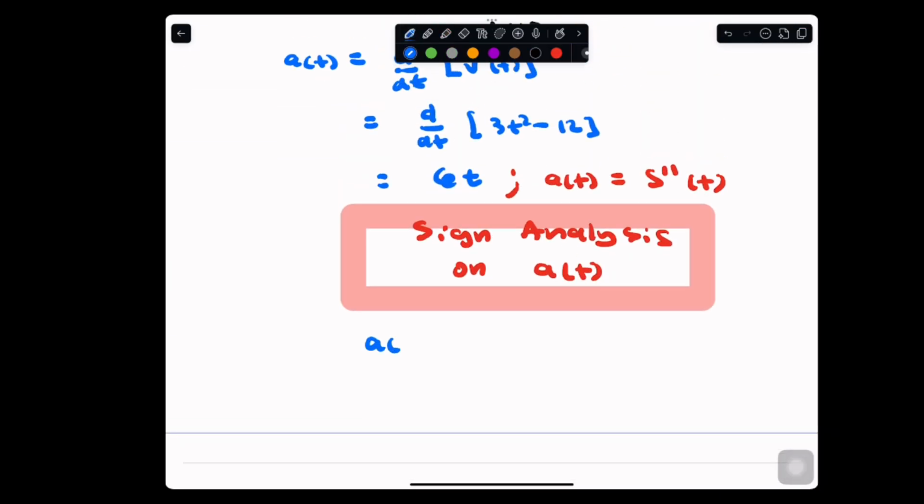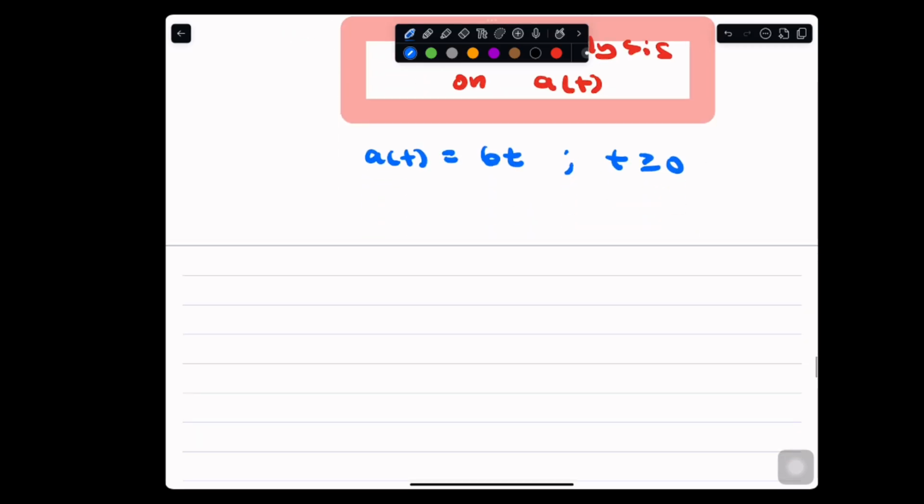So you already have 6t, where t is greater than or equal to 0 now. So to perform sign analysis on that, if you guys recall, this is a nice linear equation. It's not irrational. So that means you just set the function equal to 0, which means 6t is 0. Solving for t means t is 0. So that's an interesting situation.